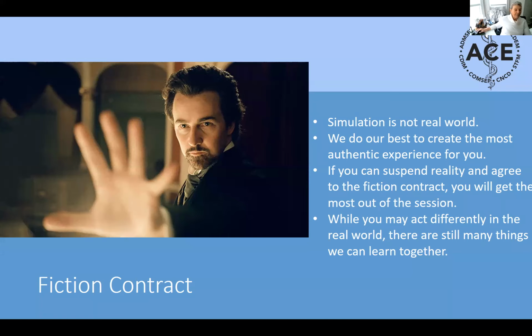The next idea that we talk about, which is really important, is the fiction contract. So this was developed by a colleague, Peter Dijkman. He's a simulationist from Denmark. And this is really key. In the beginning of simulation, I think many of us used to say to our learners, it's just like real life. It's not just like real life. Yes, SPs are real people, but they are portraying another person's story. Yes, the mannequins are quite good, but they are not like real people.